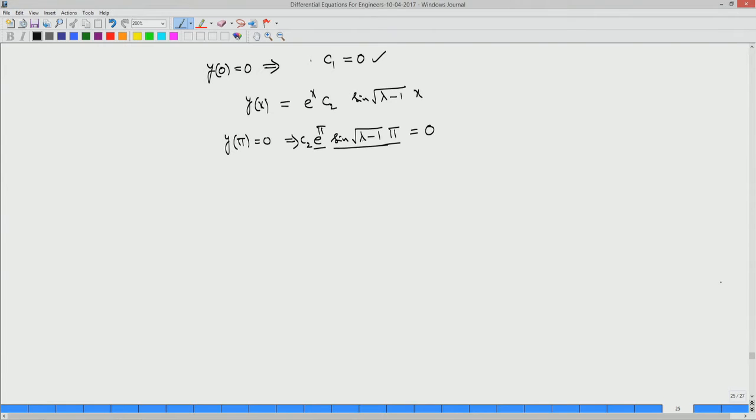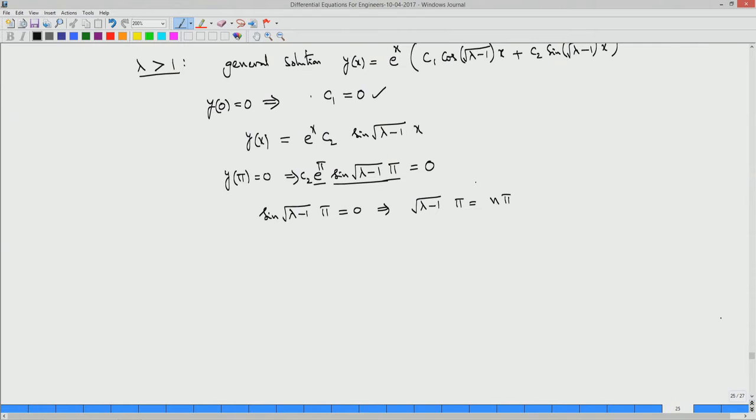So for such lambda values, c2 can be arbitrary. Setting sine of square root of lambda minus 1 times pi equal to 0 gives square root of lambda minus 1 times pi equal to n pi. You see that this quantity lambda is greater than 1, so n should be running from 1, 2, 3 onwards.